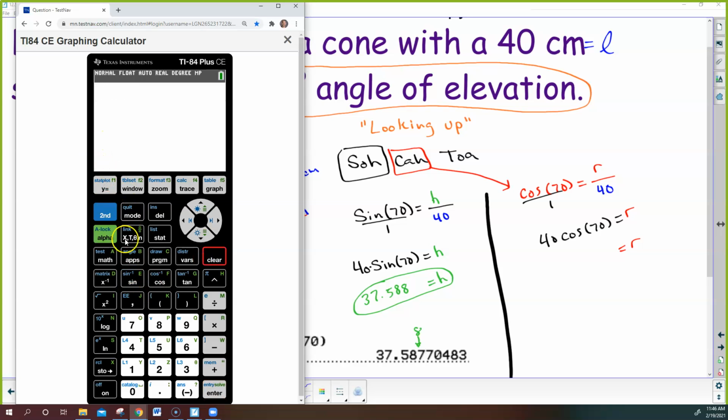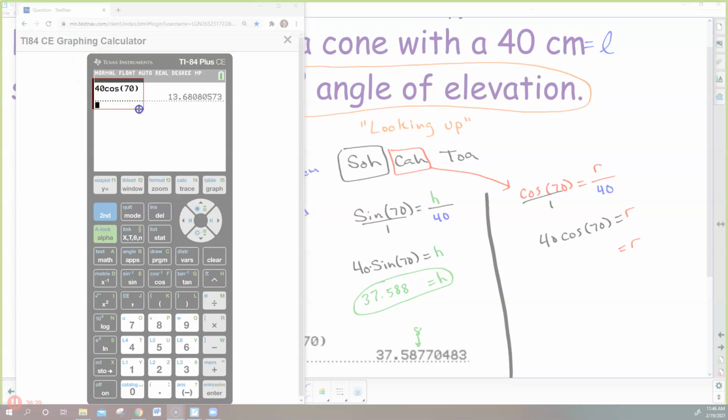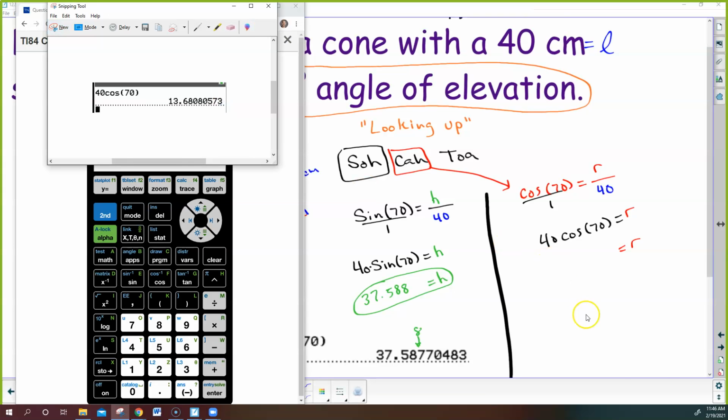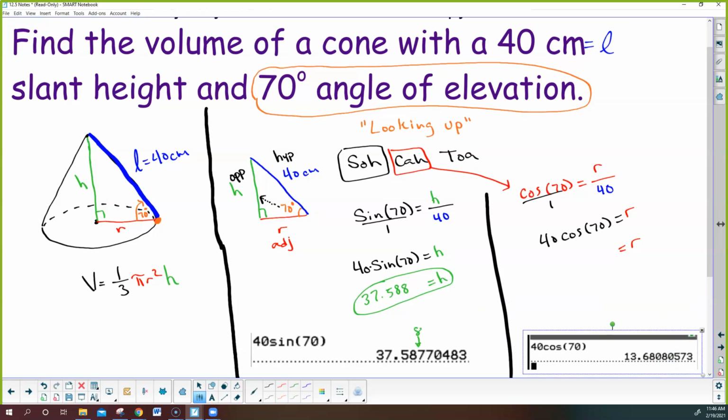So the nice thing is I'm already in the right mode. 40 times the cosine of 70. And then just make sure you also round this one appropriately. The third decimal is a 0, but the 8 after that would round that up to a 1.